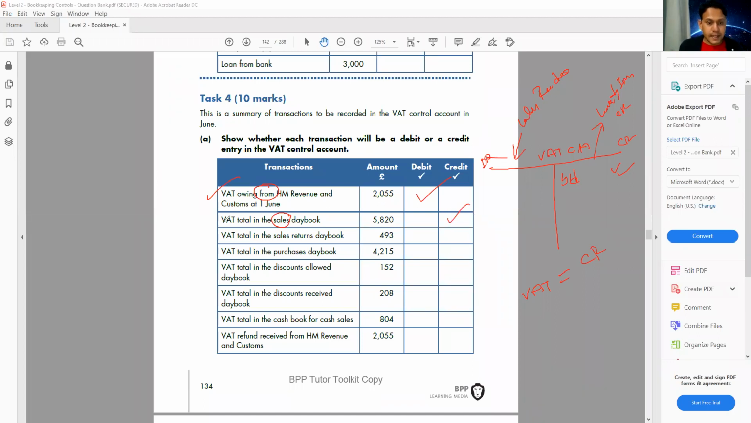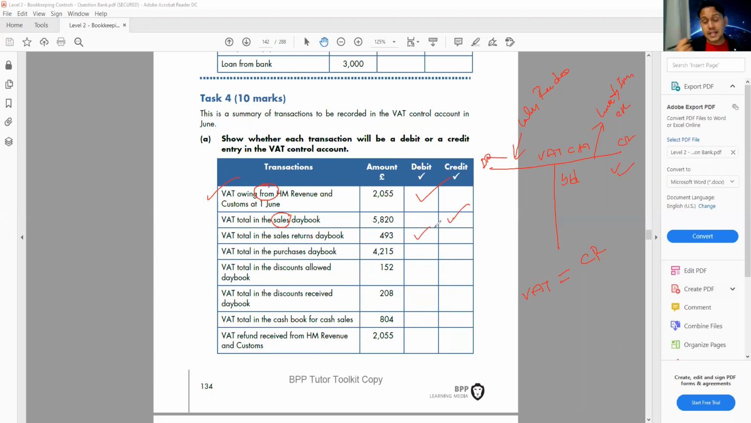After that, it says VAT total in the sales return day book. If my sales day book is a credit, sales return will be opposite. That will be debit. And remember, sales return means when your customer returns to you. Now, if my customer returns to me, I'm not going to pay VAT for that.